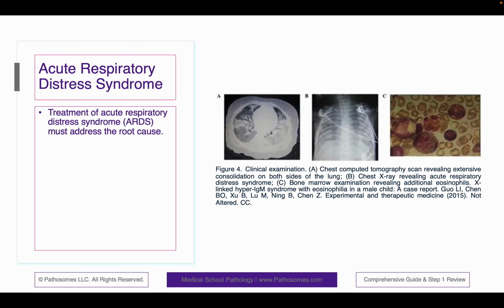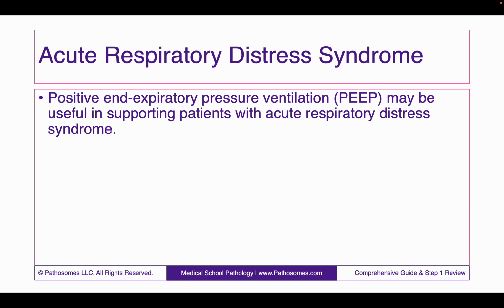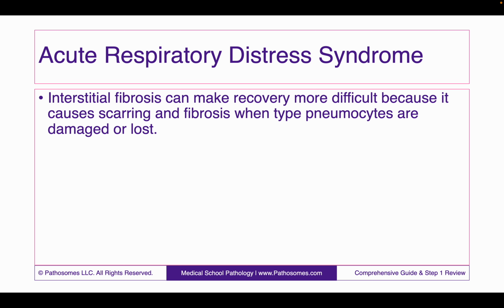Treatment of acute respiratory distress syndrome must take care of the underlying issue. It must get at that root cause. The positive end expiratory pressure ventilation, or the PEEP ventilation, may be useful in supporting patients with acute respiratory distress syndrome. Interstitial fibrosis can make recovery more difficult because it causes scarring and fibrosis when the type 2 pneumocytes are damaged or lost.